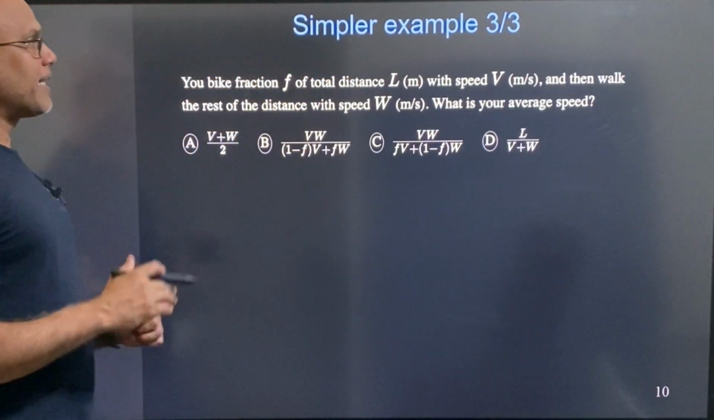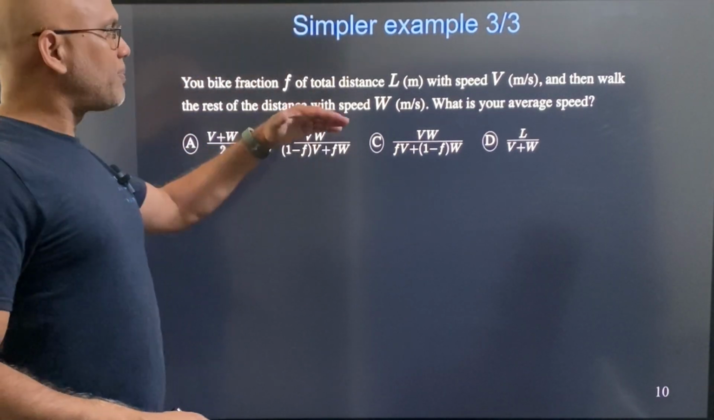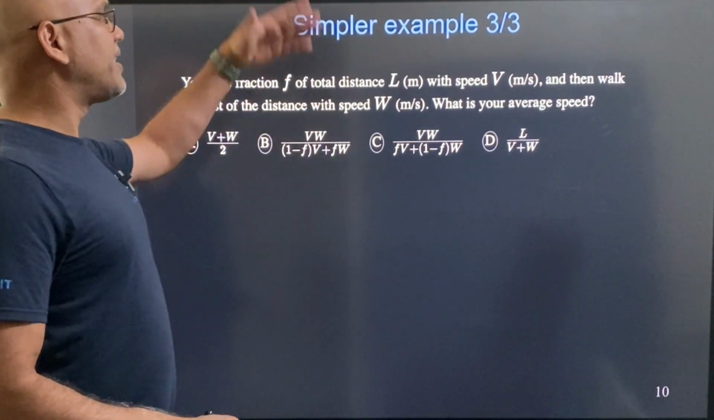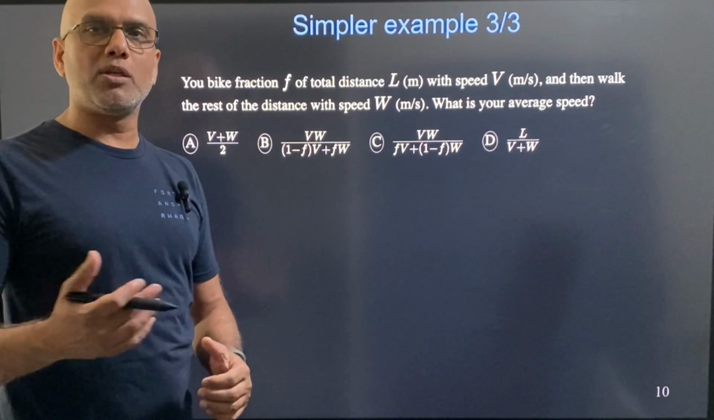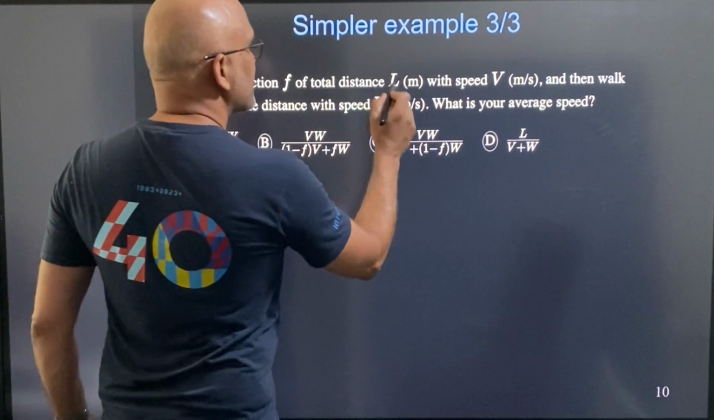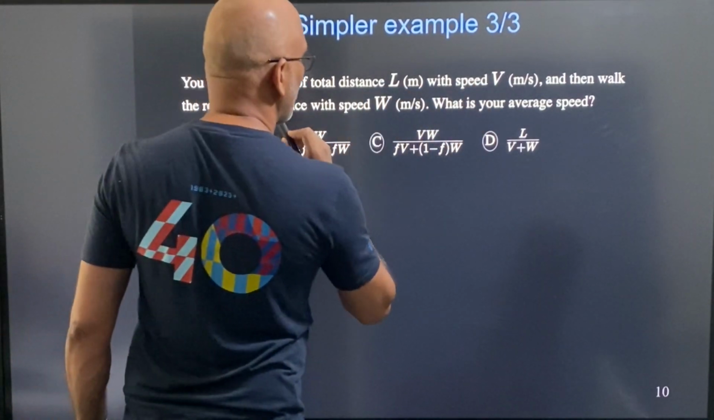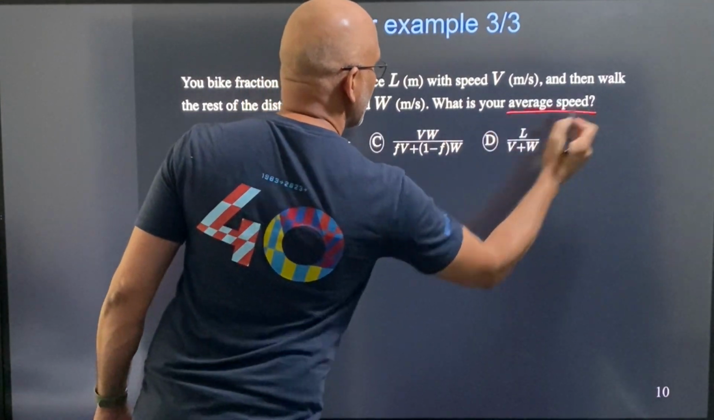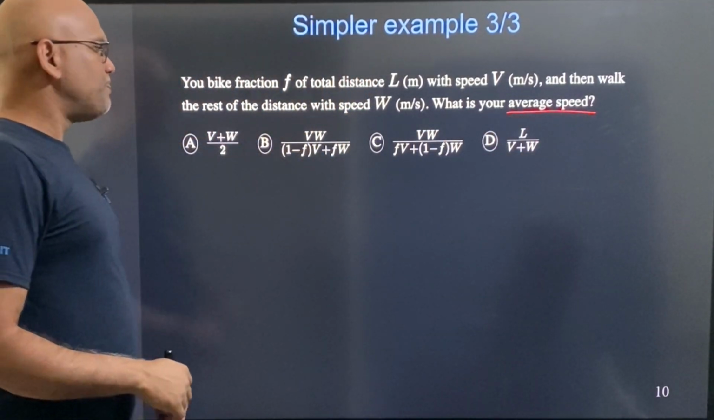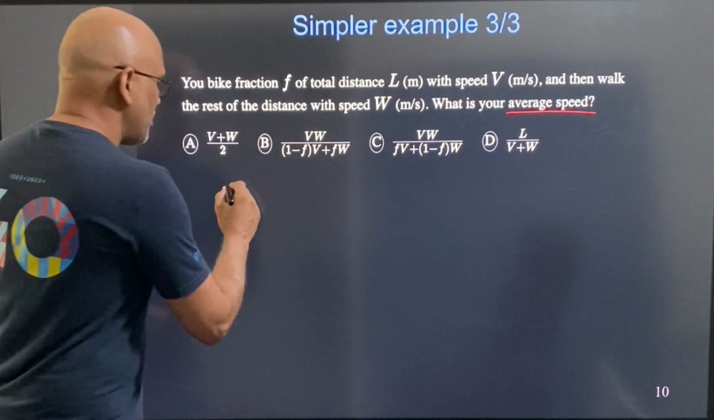Take a look at the last example. This is the same as the example before, except here I'm using symbols. In the previous example I was using numbers. Now you bike a fraction f of total distance L with speed v and then walk the rest of the distance with speed w. What is your average speed? Again, it is asking for the average speed. Now here we will just use the second approach.